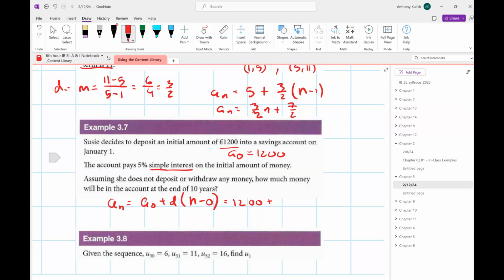Well, what's D going to be? We didn't spell that out, right? Should be that, right? Which is like $60. So A of 10 should be $1,800. What do you guys say to that? It's okay?